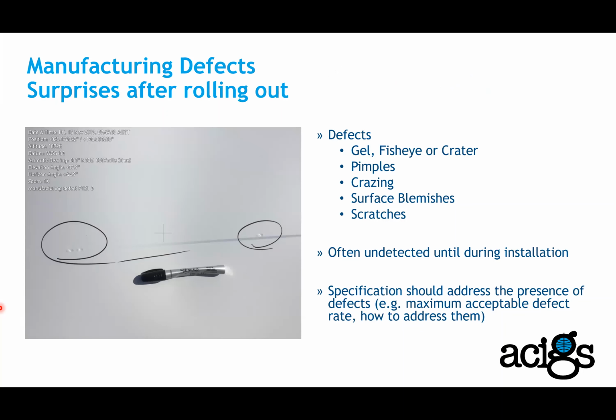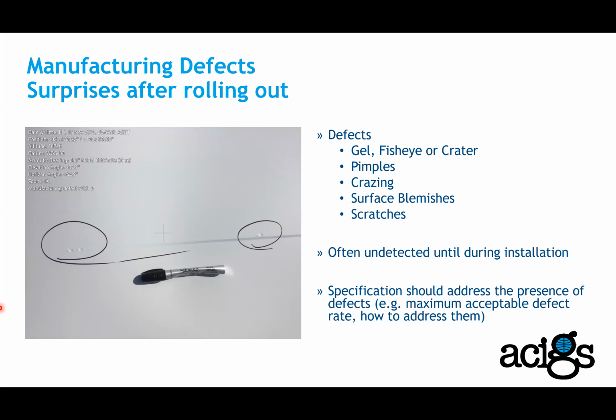With all the quality checks in the factory, the material gets packaged, delivered to your site, and as you roll them out, there are still surprises. So defects, as we call them, come in different shapes and forms. Some of them are gel, fisheye, crater, pimples, crazing, surface blemishes, or scratches. They're often undetected until during installation. So specification should address the presence of defects, for example, maximum acceptable rate of a defect, and how to address them. So we need to address that in our specification.